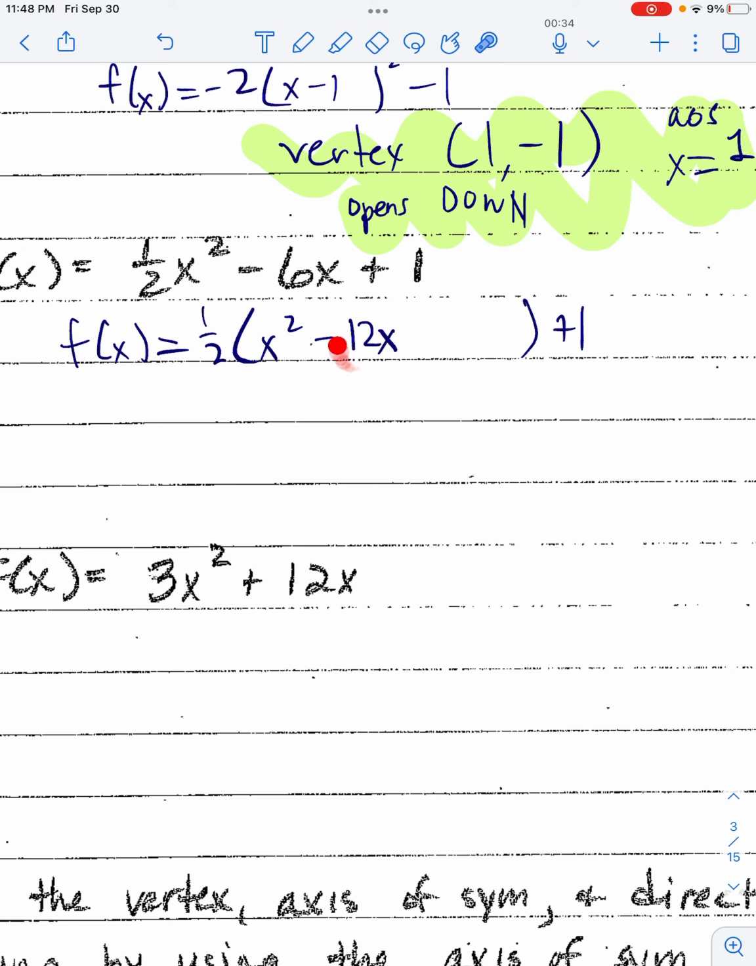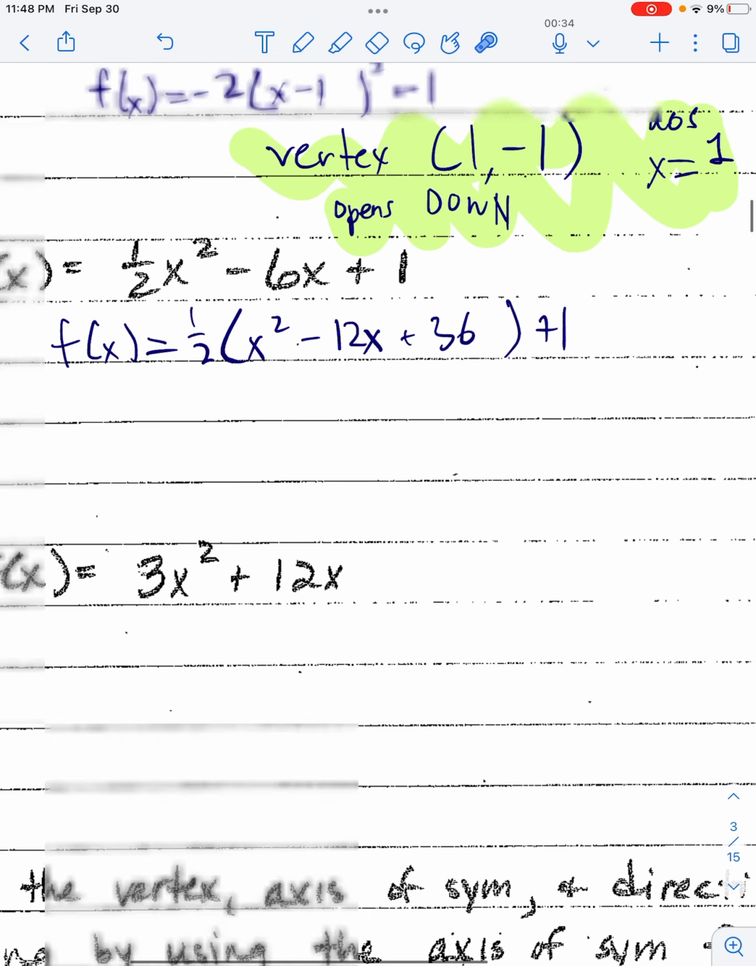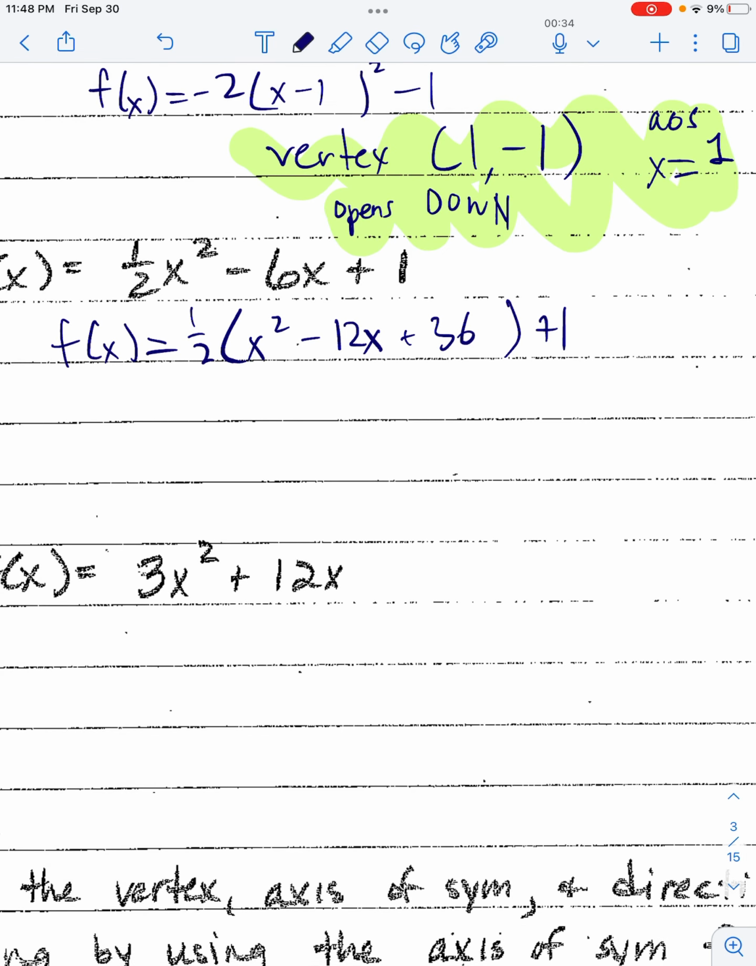Second step, I look at the number next to my regular old x term. That's negative 12. I divide it by 2. That gives me negative 6, and I square it, so that gives me positive 36, okay? So in putting a 36 here, I really added 1/2 times 36, or really just added 18 to this equation. So to balance that out, I've got to subtract 18 as well, okay?